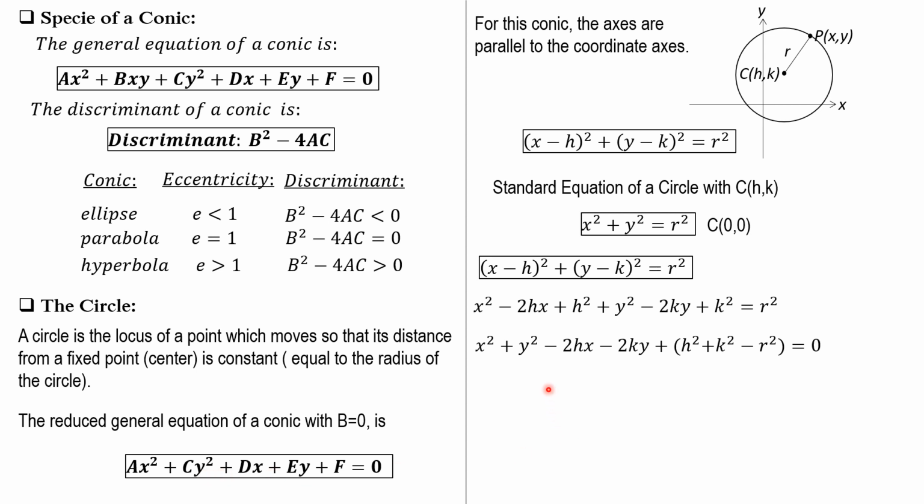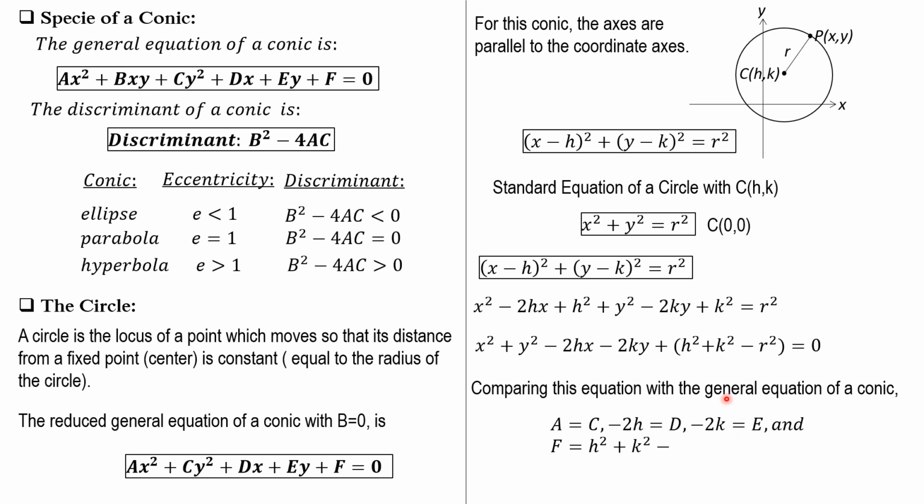we say that the coefficients of the second degree terms must be equal for it to be represented by a circle. So that is A is equal to C. And so after we compare, negative 2h, this coefficient of x here, should be equal to capital D. Negative 2k should be equal to E. And the constant F represents quantity h squared plus k squared minus r squared.